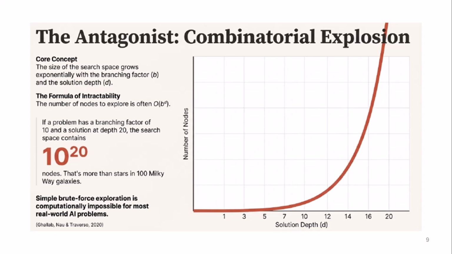So for example, imagine an agent with only 10 options at every step, that is b equals 10, and the goal is 20 steps away, that is d equals 20. The number of nodes is 10 raised to the power 20. That's a ridiculously huge number. Now, the reality is simple. Exhaustive brute force search is computationally impossible for most real-world AI problems. We simply do not have the time or memory.